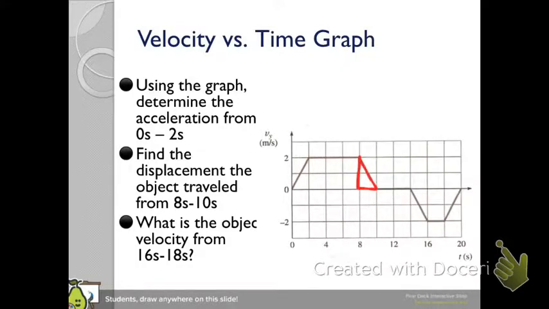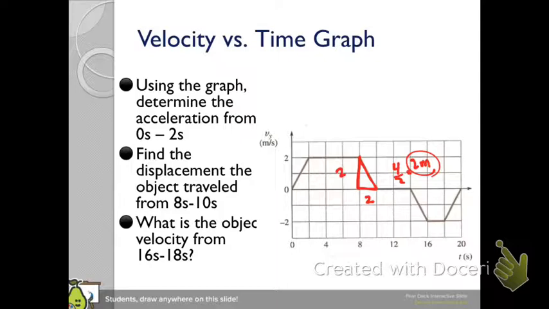8 to 10. So this would be 2 times 2. So 4 over 2 would be 2. And if it's displacement, it's just meters. Right, just 2 meters. Yes, that's what I had, 2 meters. Okay, so this is displacement. You're just looking at how far they went.